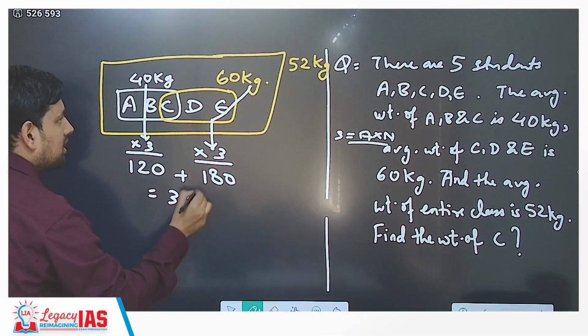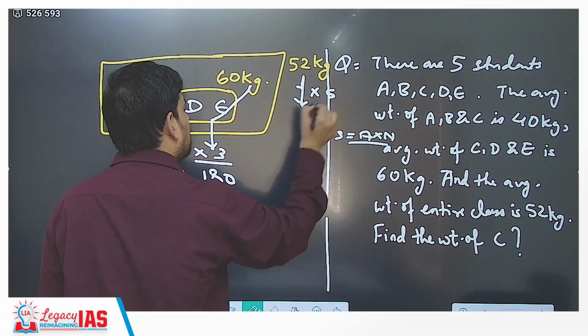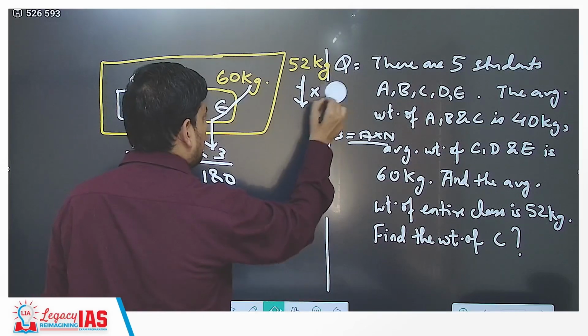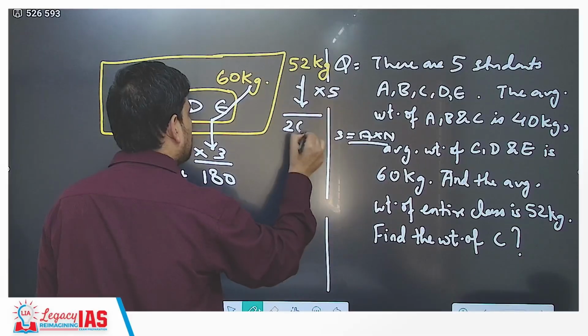300. Here you have 52. This is for 5 people, so into 5, this gives you 260.